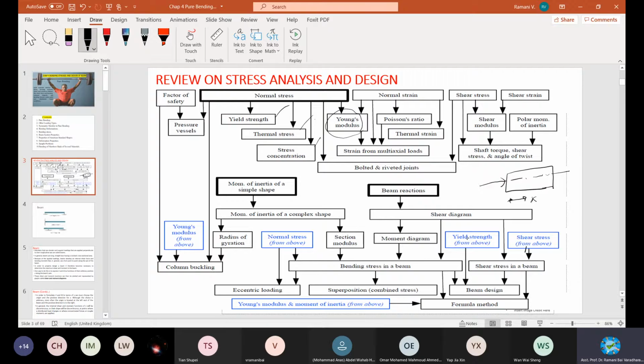Young's modulus you can obtain using the stress and strain. And then normal strain, we learn in that Poisson ratio. What is Poisson ratio? Anybody? What is the definition, or where do you use Poisson's ratio for designing? Anybody? Same goes to thermal. It also has a thermal strain, right? And then strain from multi-axial loads, right? Now we study only uniaxial. It can also be calculated for multi-axial load.